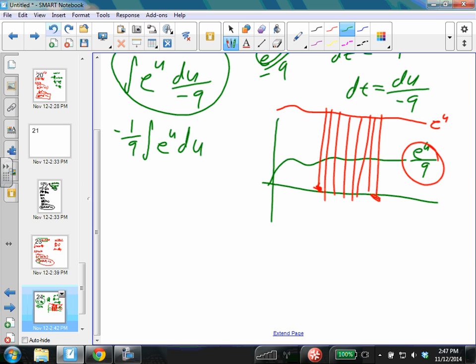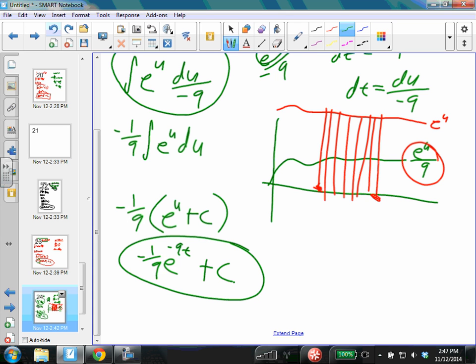So now if we have negative 1/9, what's the antiderivative of e to the u? E to the u plus c. So negative 1/9 e to the u. And we're just going to plug back in. That's right. Sorry, u is negative 9t. So we plug in, plus our constant. And there is our antiderivative.